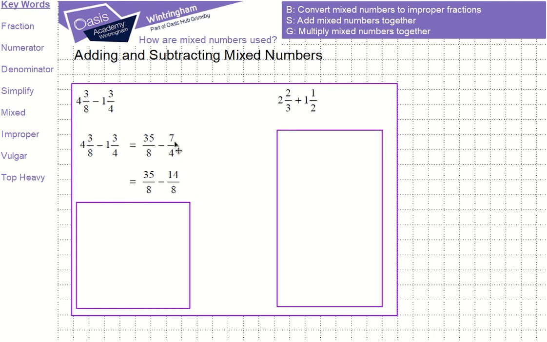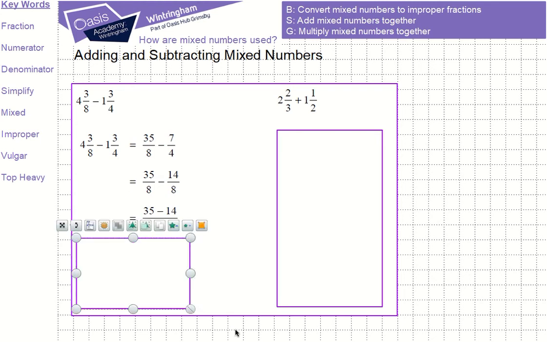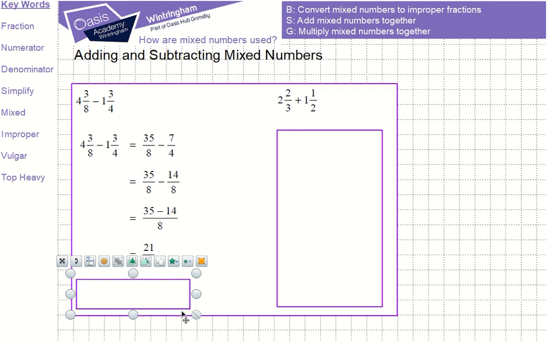And 7 multiplied by 2 is 14. Remember, whatever we multiply the denominator by, we also multiply the numerator by. Both of those have been multiplied by 2. Both of these denominators are now 8, so I can write my question as 1 fraction. And 35 take away 14 is now going on to the numerator. All that I'm left to do is find out what that is. 21 over 8.